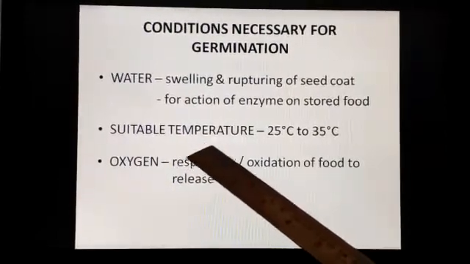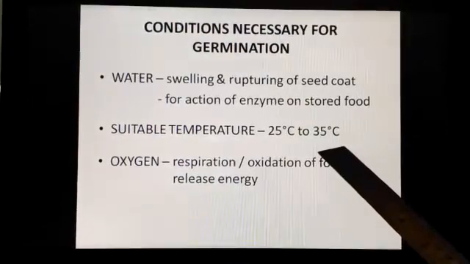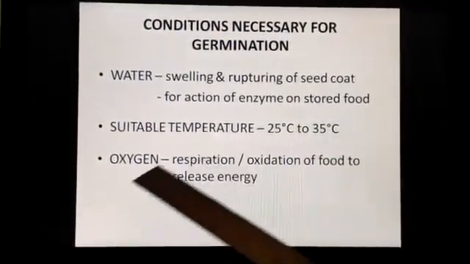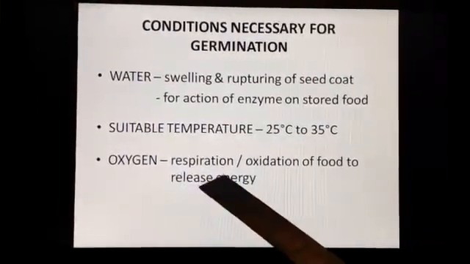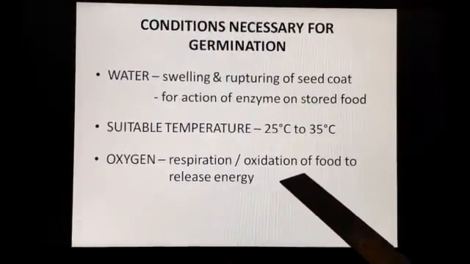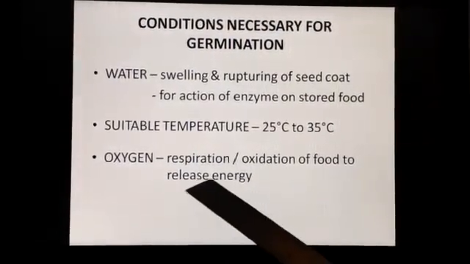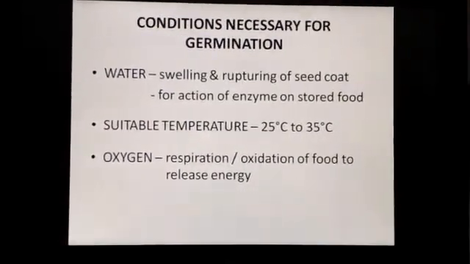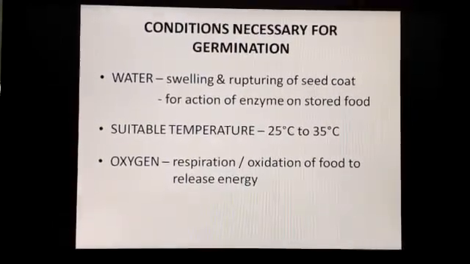Second condition is suitable temperature. 25 to 35 degrees centigrade is the optimum temperature required for the germination of seeds. And oxygen is required for respiration, during which the food is oxidized, that is broken down to release energy, and with that energy new cells are formed, and then a seedling grows up out of a seed.